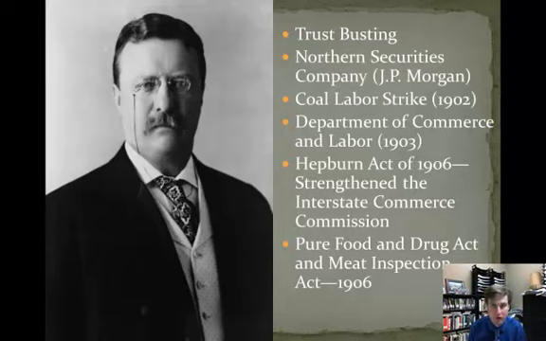For example, the Northern Securities Company was broken up. It was one of J.P. Morgan's companies. We talked about him in Presentation 6. He intervened in the coal labor strike in 1902 on the side of labor, not on the side of the coal companies, which was unique.